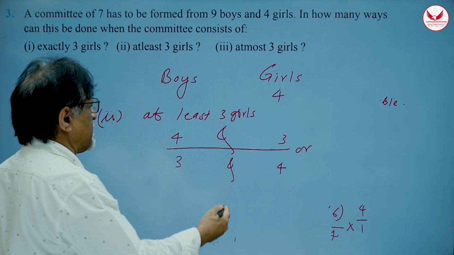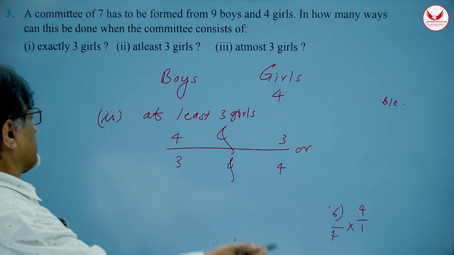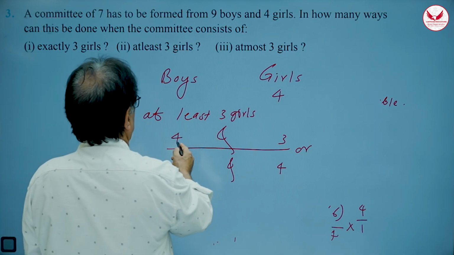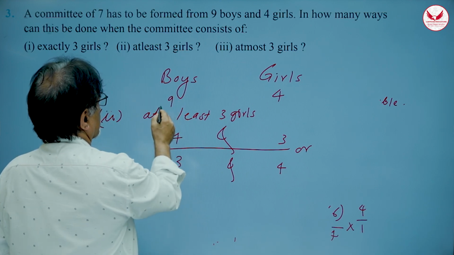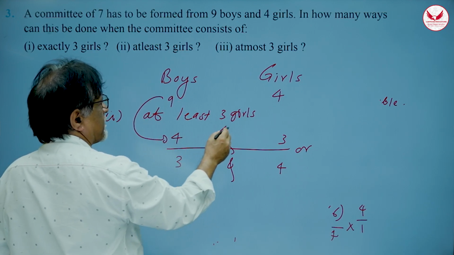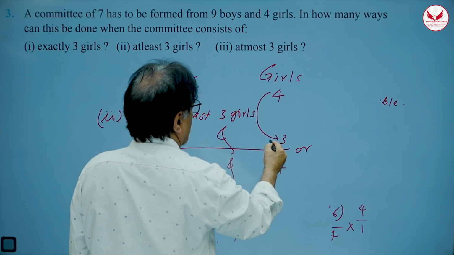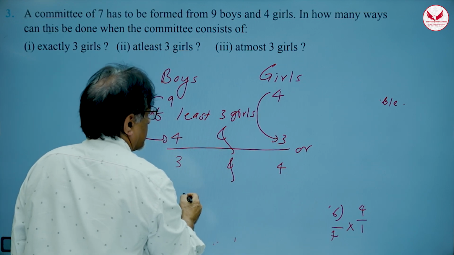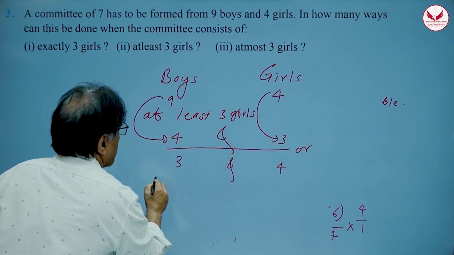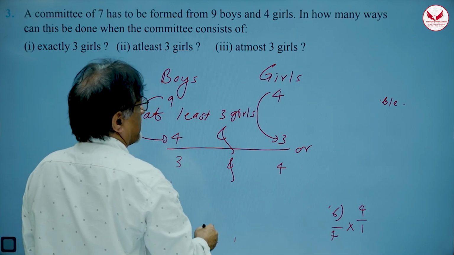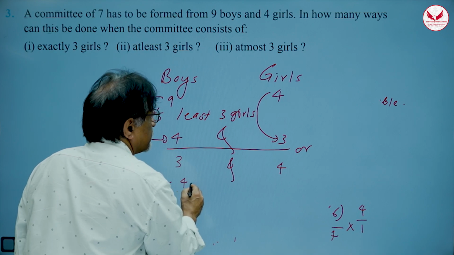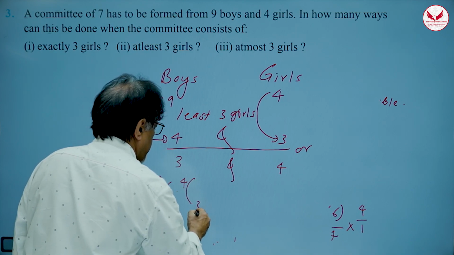Correct? Now whenever there is 'or', you have to add, and whenever there is 'and', you have to multiply. So 4 boys are to be selected out of how many boys? 9, right? So that can be done in 9C4 ways. Girls can be chosen in 4C3 ways, right? So therefore, the first job can be done in how many ways? 9C4 multiplied by 4C3. Okay?